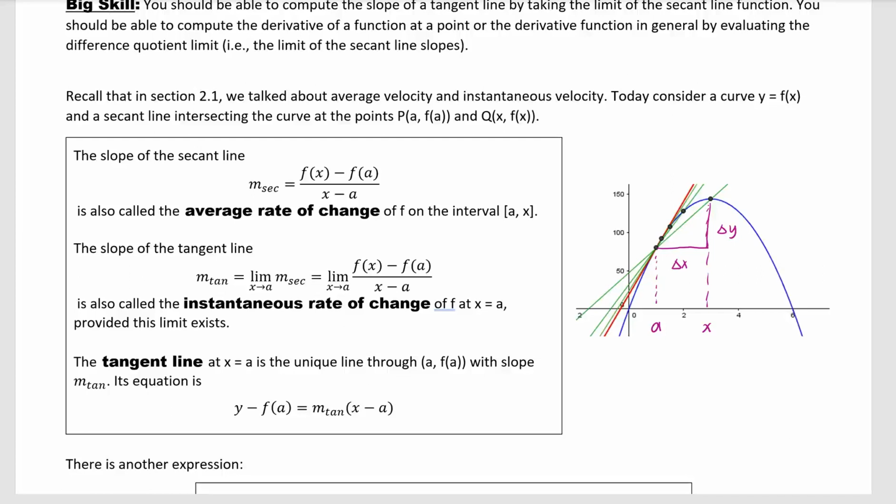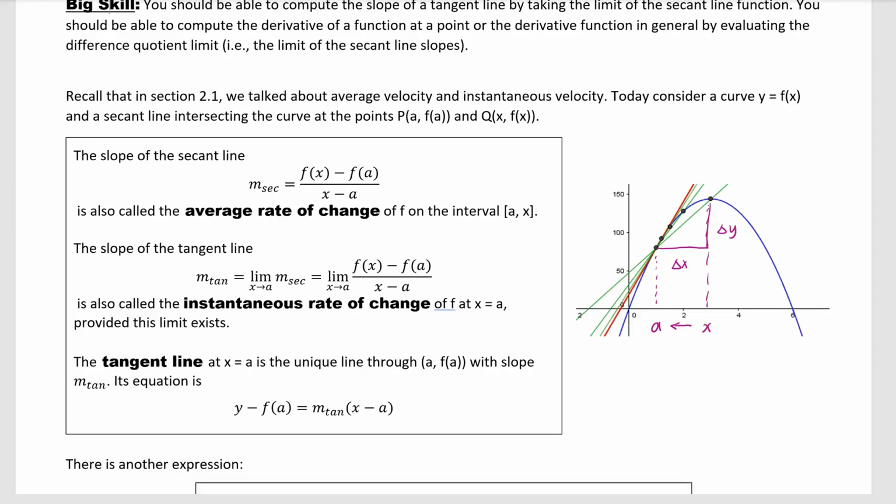And the slope of the tangent line, m tangent, is the limit as you let the second point x approach the first point a. So you evaluate the limit as x approaches a of m secant. So this is the limit as x goes to a of f of x minus f of a over x minus a. Okay, so this is the first formula. The m tangent is also called the instantaneous rate of change of f at x equals a, provided these limits exist. The tangent line at x equals a is the unique line through the point (a, f(a)) with slope m tangent.